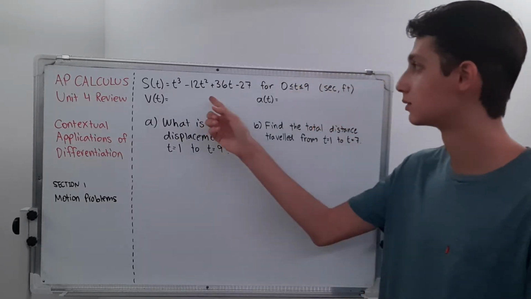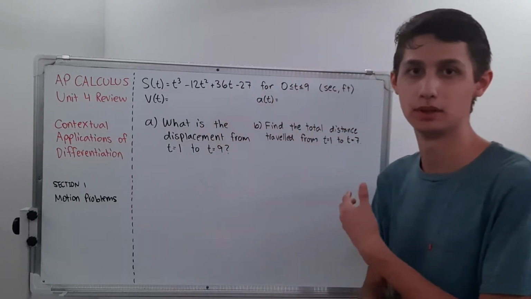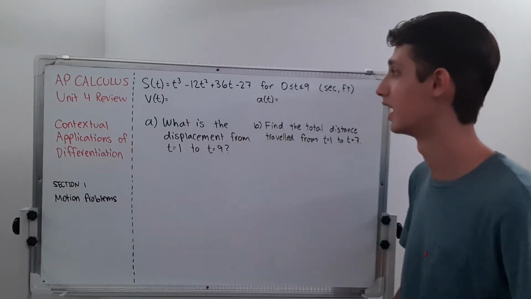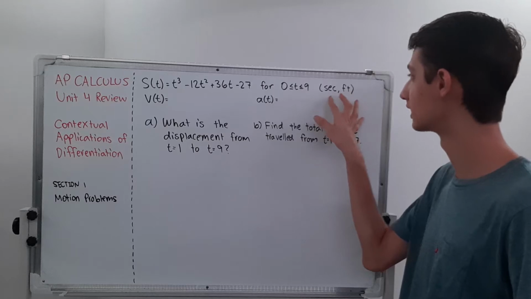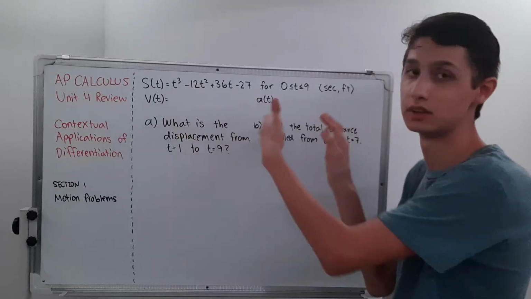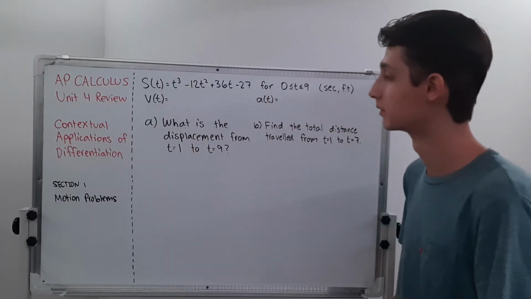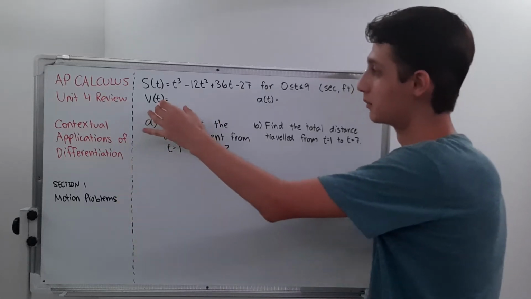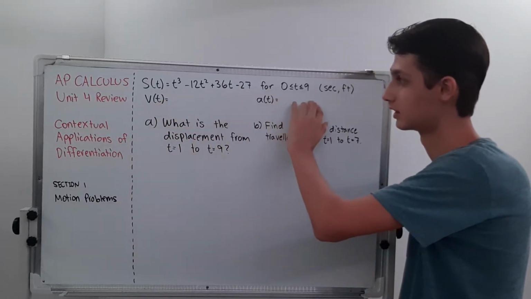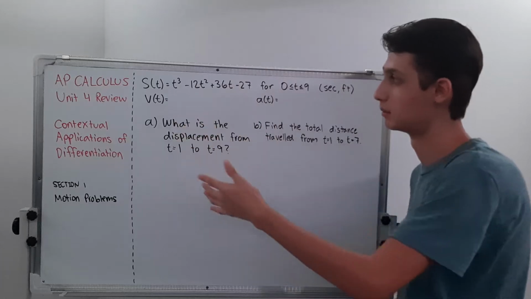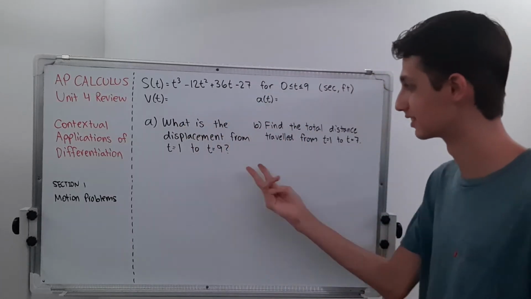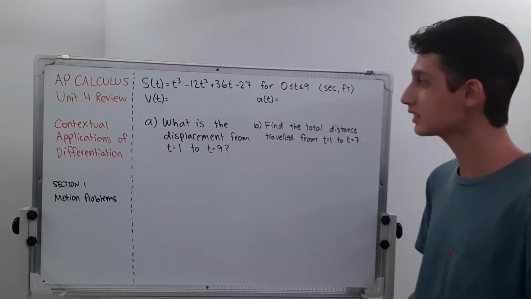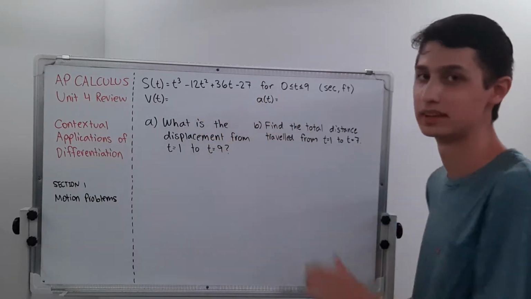So we're given this function that denotes the position of a particle at any given time between 0 and 9 seconds. So we're measuring this in seconds, and this position is measured in feet, okay? And so we want to find the velocity and the acceleration first, because that'll help us throughout the rest of the problem, because there are like 9 or 10 parts to this problem. These are just the first two. And so having these will definitely help us out.